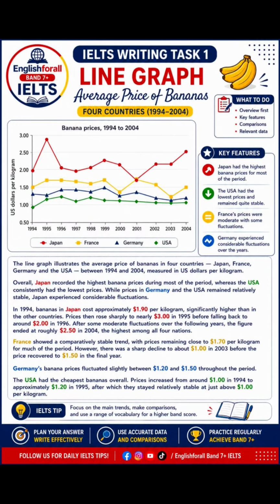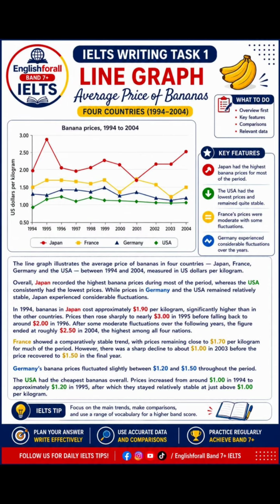The next paragraph is about France. France showed a comparatively stable trend, with prices remaining close to $1.7 per kilogram for much of the period. However, there was a sharp decline to about $1 in 2003 before the price recovered to $1.5 in the final year. Now that paragraph is about France. Prices are mentioned and they are being discussed over the years.